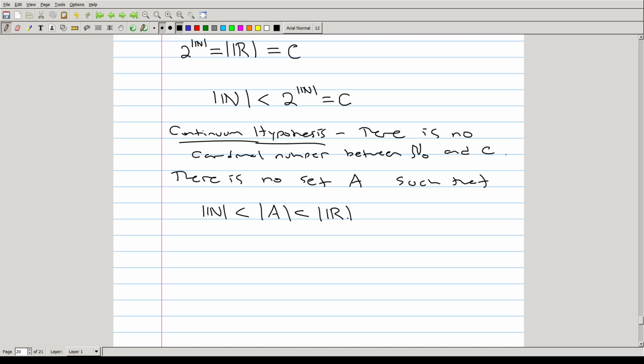Now, this is a very interesting statement because it can be shown that the smallest infinite cardinal numbers form an infinite sequence, aleph naught, aleph 1, aleph 2, and so on and so forth. And if the continuum hypothesis is true, it would follow that aleph 1, the next cardinal number, is actually the cardinality of the real numbers, so the cardinality 2 to the aleph naught.